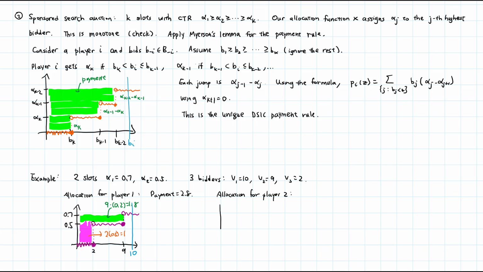The allocation for player 2 looks similar, except the jump points are at 2 and 10. The payment this time has only one segment, and that is 2 times 0.5, which is 1. And we have applied Myerson's lemma to our 2 auctions in this course. In the next lecture, we will look at another example of an auction. This time, we will know for sure that it is impossible to be ideal. But we will still make sure that we get somewhat close to ideal.